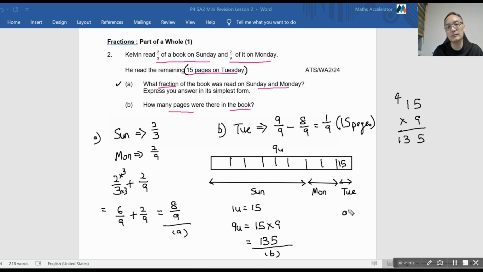So part A, what's the fraction for Sunday and Monday? Our answer is 8/9. And part B, our answer will be 135 pages.